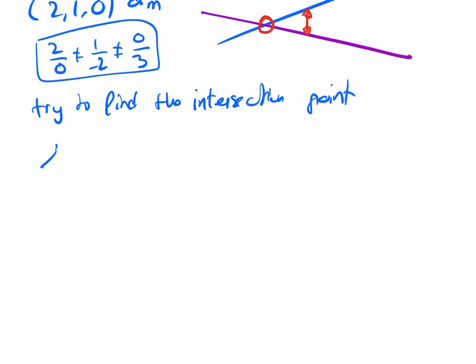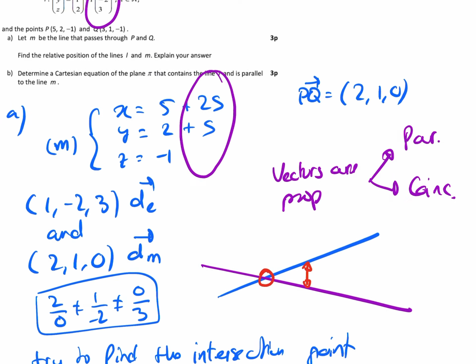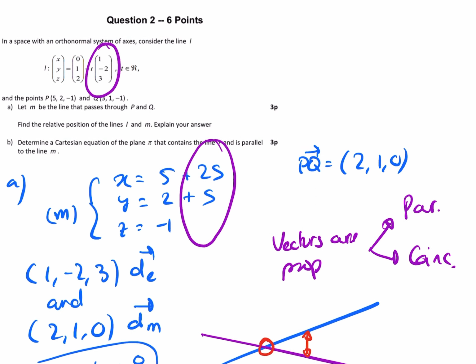If there is an intersection point, then they will be intersecting at that point. When there is no intersection point, there will be skew. Given that this is a calculator paper, I don't think we need to do this. We've got that line and we've got that line.